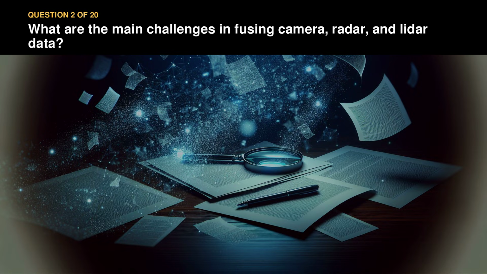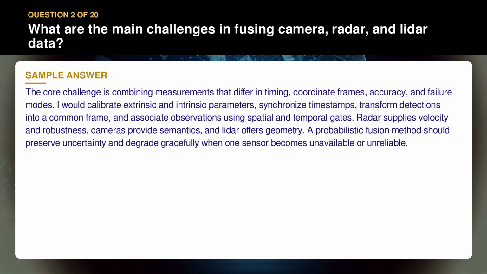Question 2. What are the main challenges in fusing camera, radar, and lidar data? The core challenge is combining measurements that differ in timing, coordinate frames, accuracy, and failure modes. I would calibrate extrinsic and intrinsic parameters, synchronize timestamps, transform detections into a common frame, and associate observations using spatial and temporal gates. Radar supplies velocity and robustness, cameras provide semantics, and lidar offers geometry.